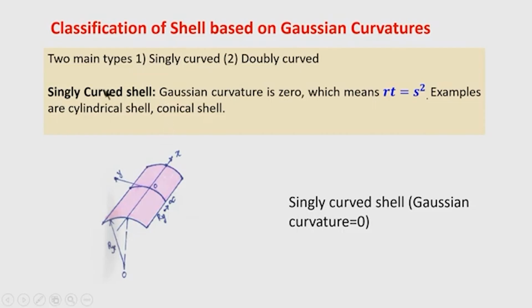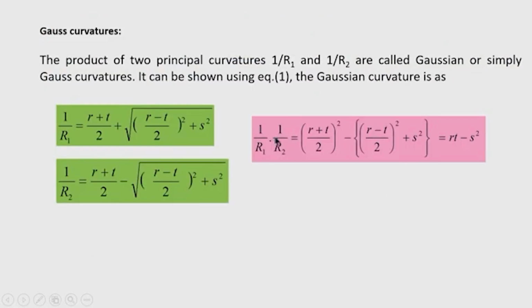So, therefore, for such a shell, that is a singly curved shell like a cylindrical shell, the Gaussian curvature is 0, that means r t equal to s square. Now, we have found this Gaussian curvature, this is r t minus s square. So, if I make this quantity 0, then r t equal to s square, that means the product of the curvatures in the two orthogonal directions is equal to the square of the twist curvature.